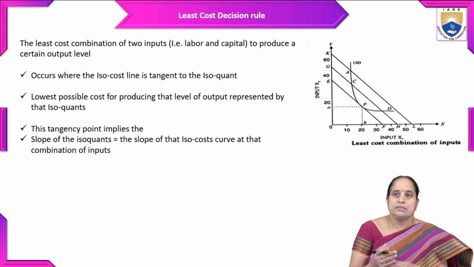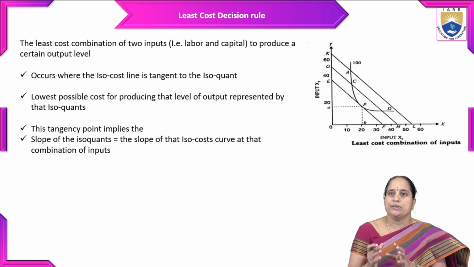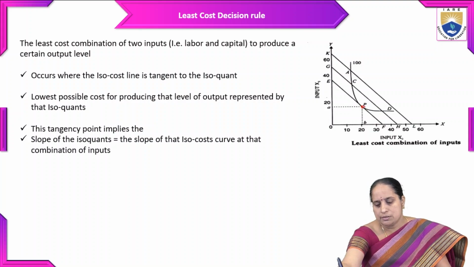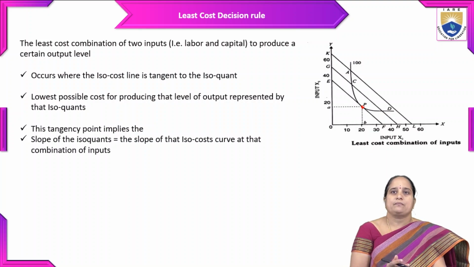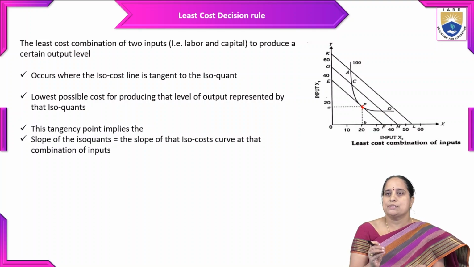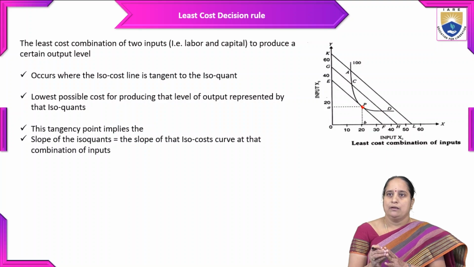Then, what is the least cost decision rule? The least cost combination of two inputs. From the beginning onwards we are talking about only two factors, labor and capital, to produce a certain output level. It occurs where the isocost line is tangent to the isoquant. In this case, this is the tangent point, the lowest possible cost for producing that level of output represented by that isoquant.